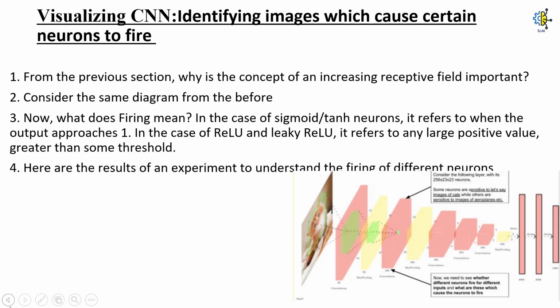Consider the following layer with 256 neurons of size 23x23. Some neurons are sensitive to, let's say, images of cats, while others are sensitive to images of aeroplanes, etc. Now, we need to see whether different neurons fire for different inputs and what inputs cause the neurons to fire.